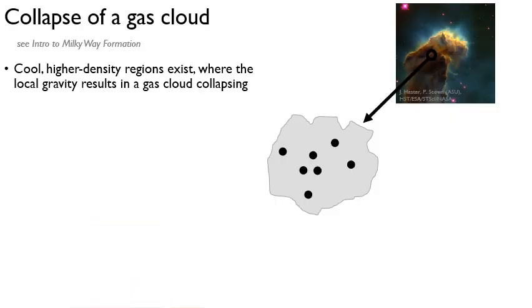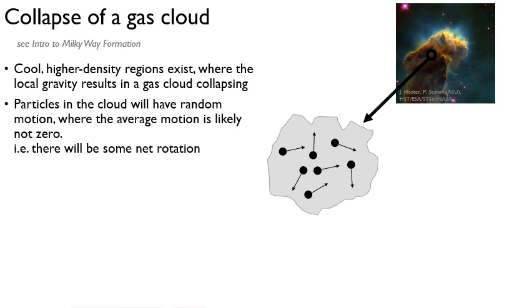So how does the stellar system form, or really the star form? It begins with the collapse of a gas cloud. And this slide is going to be very familiar if you remember the introduction to Milky Way formation, because the basic idea is pretty much the same. You have a cool, dense region. In this case, you have something like a nebula, where there's a lot of gas that's relatively cool and relatively dense. And so that overdense region then is going to collapse.